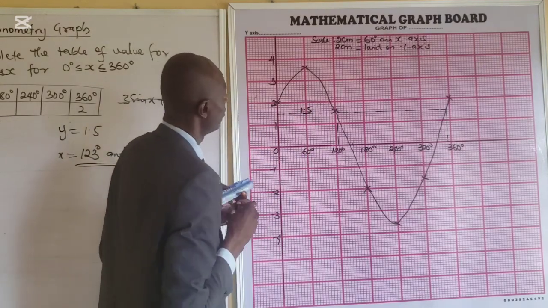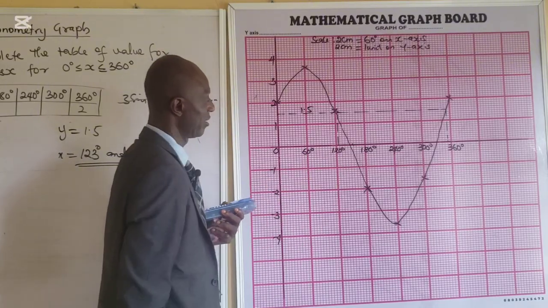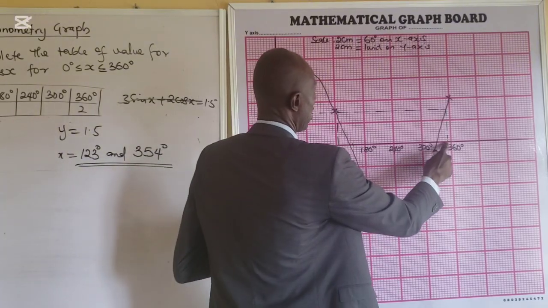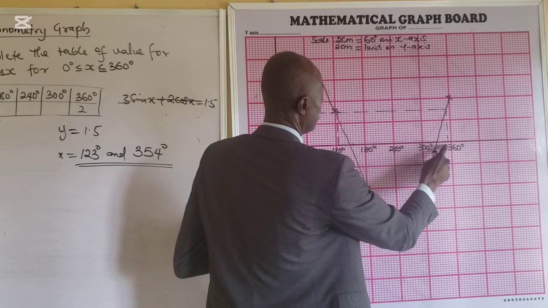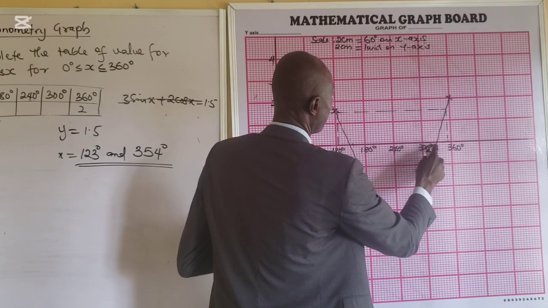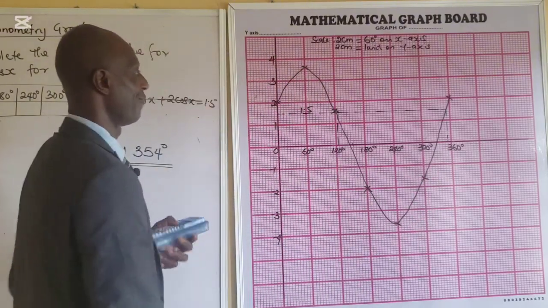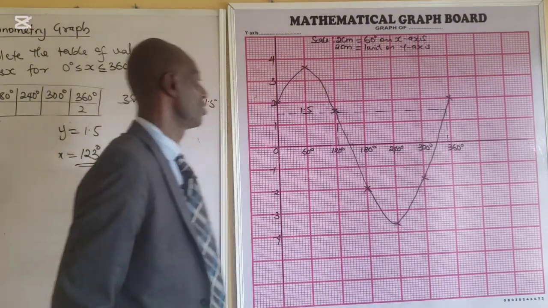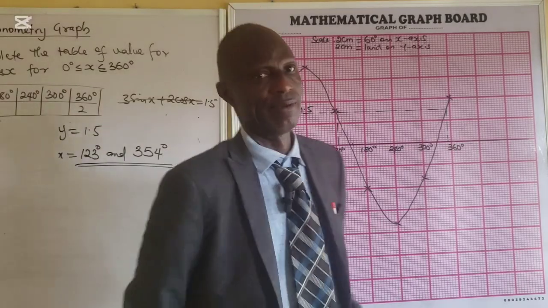You trace it down. You touch here. It's in between the two. So it's 123. It touches here. If you count 1, 2, 3, 4, 5, 6, 7, 8, 9, you multiply by 6 to get 54. Add it to 300, which is 354 degrees.